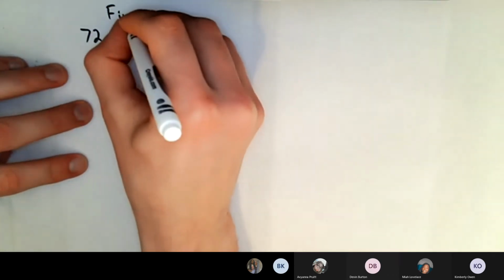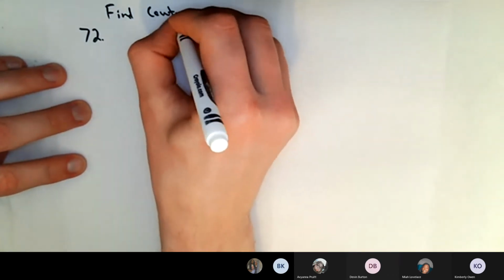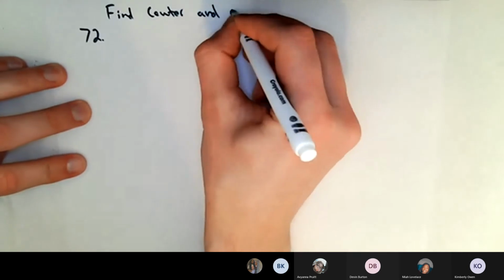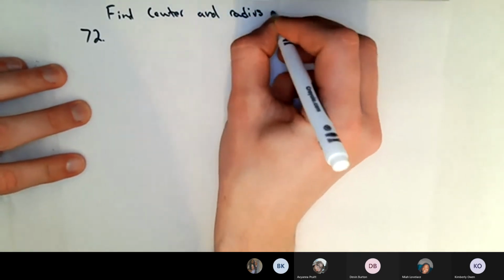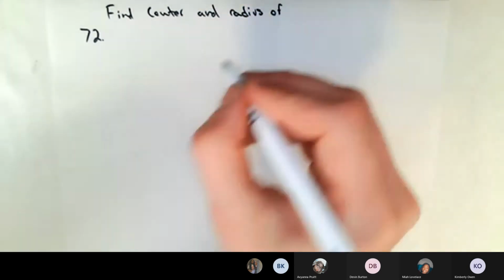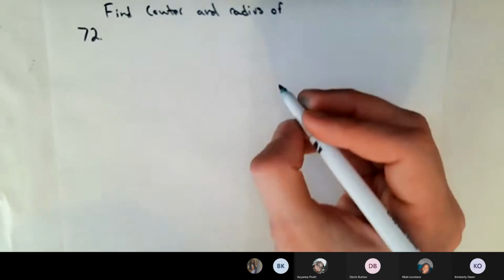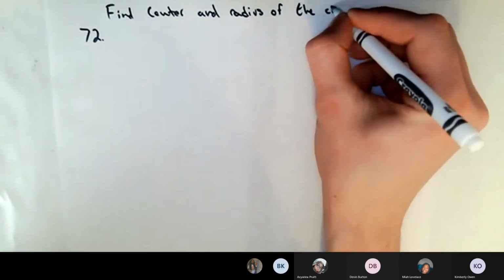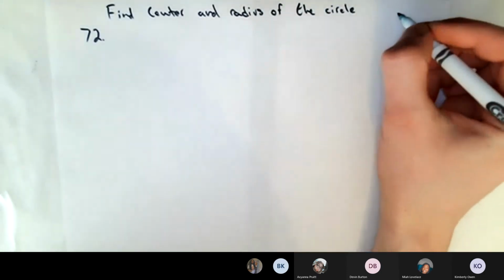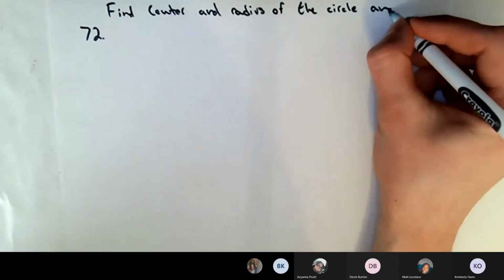So we're finding the center and radius of the circle, and sketch its graph.